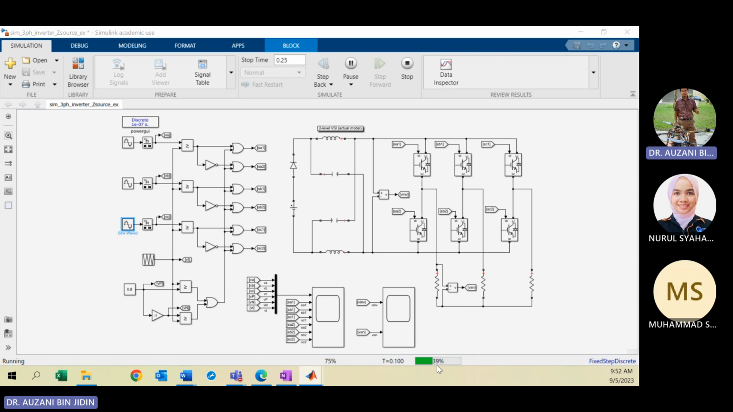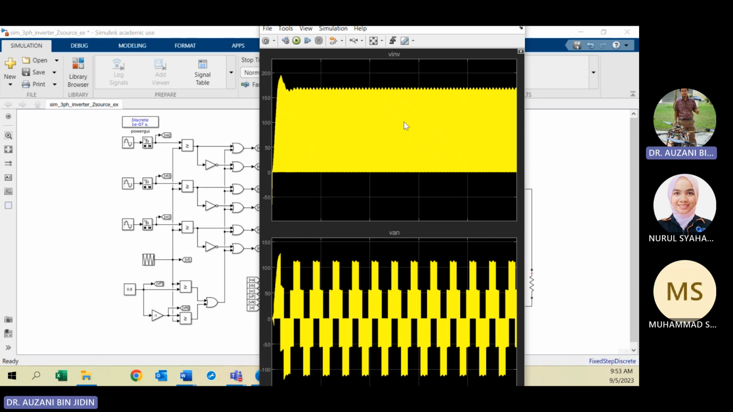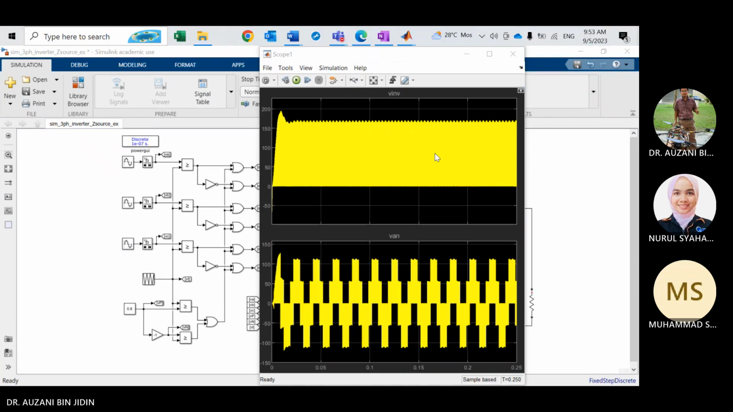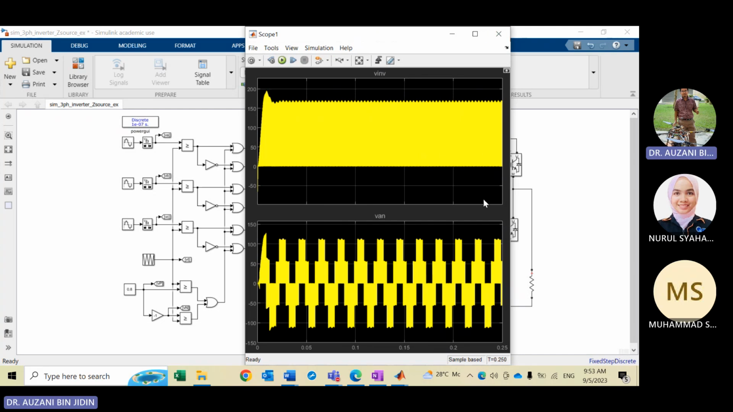Now 40% progress of the simulation. Okay, now this is the waveform. The top graph is the inverter voltage, so this one is the phase voltage. I just plot one phase, A phase voltage only, VAN, because VBN and VCN have the same wave shape pattern but different in phase.